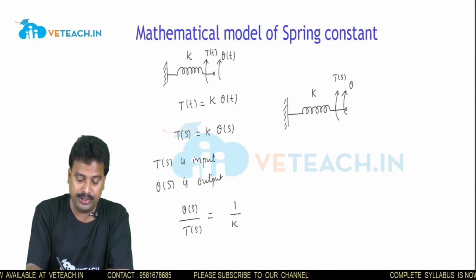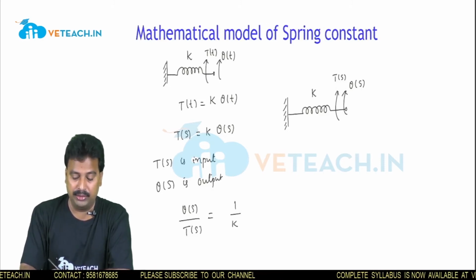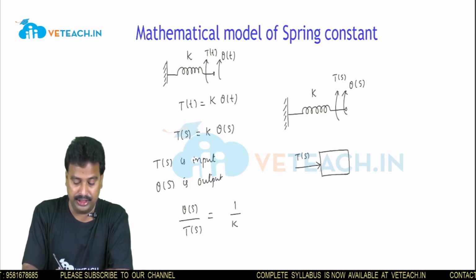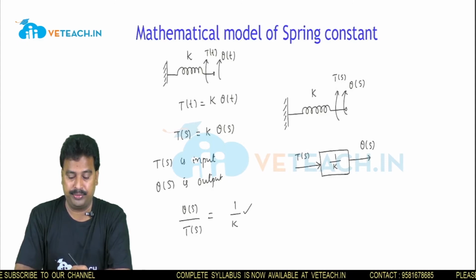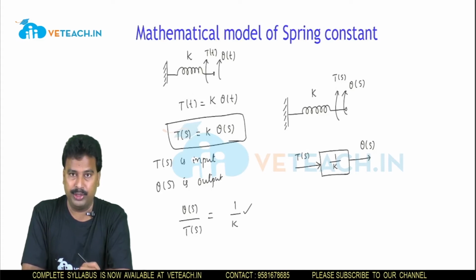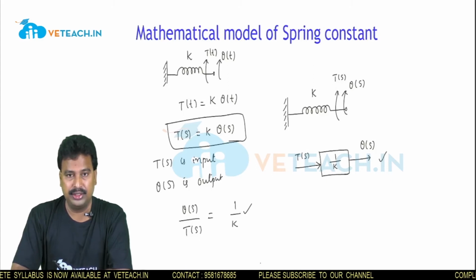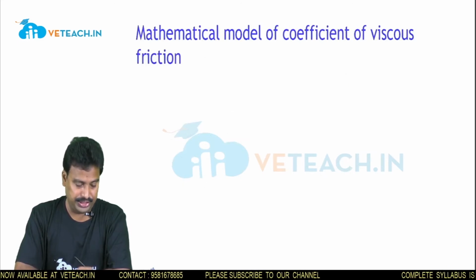The angular displacement is theta of s. With the help of a block diagram, it can be represented like this. The input is T of s, and the transfer function of the system is 1 by k, which gives rise to an output of theta of s. This equation is known as the mathematical model for the spring constant, and this is called the transfer function representation for spring constant. Now let us move to the other element, viscous friction.